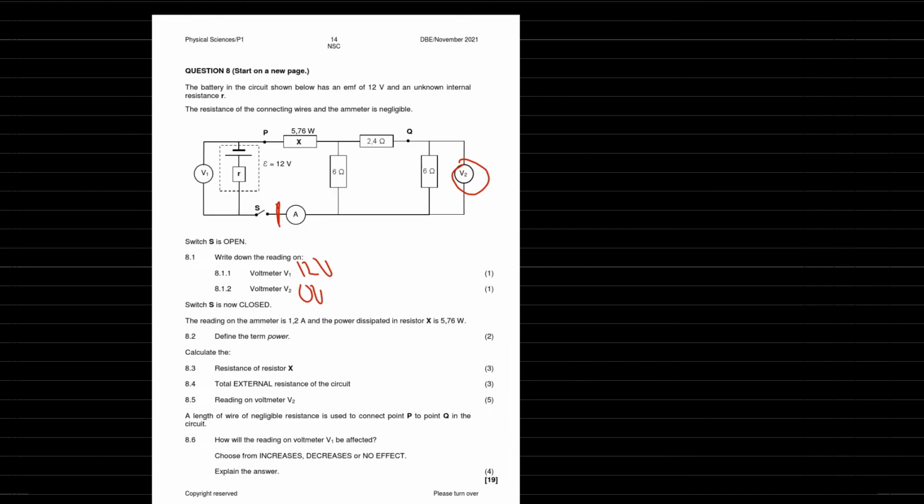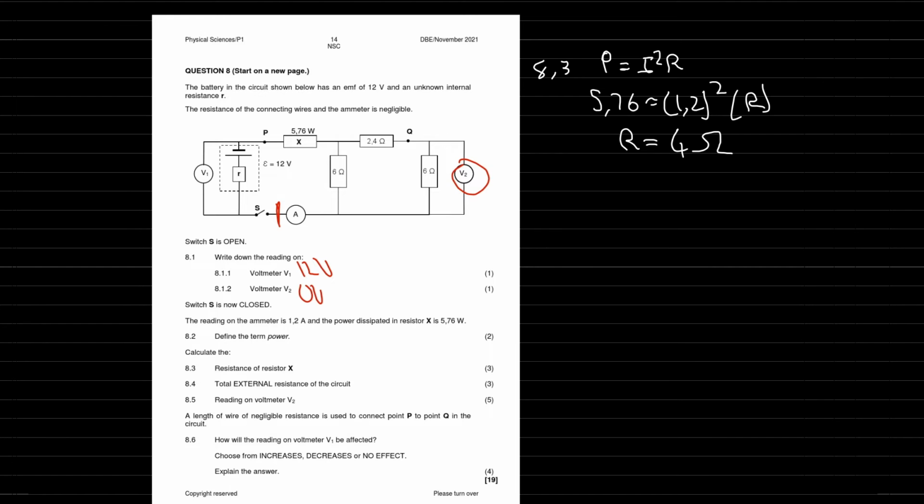Define the term power. Power is the rate at which work is done or energy is transferred. Now we need to calculate the resistance of resistor X. I'm going to use one of the power equations. We know the current and we know the power, so I'm going to use P = I²R. The power is 5.76, I squared is 1.2 squared, and R is unknown. When you solve for R, you get 4 ohms.